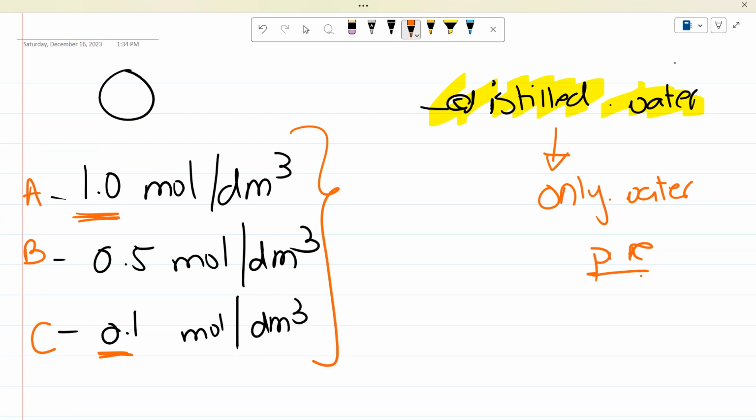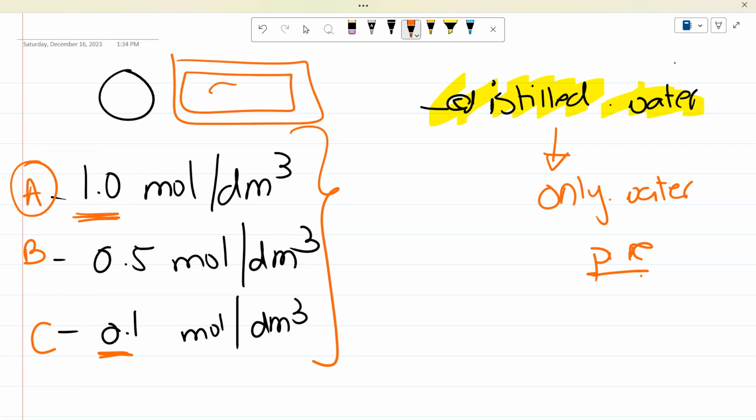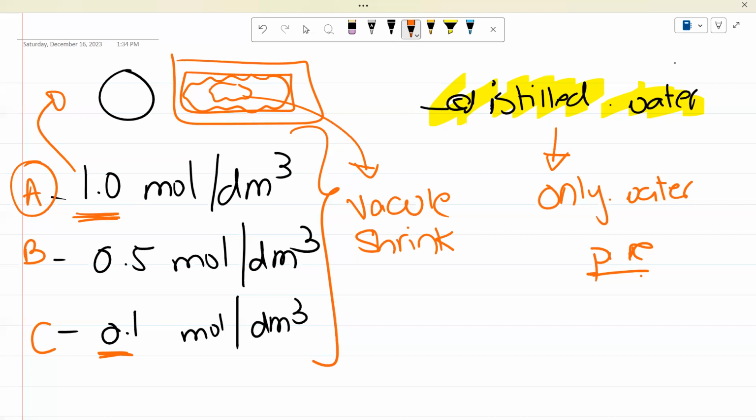Now tell me, when this potato is put in solution A, which is very concentrated, what will happen to this potato, or what will happen to the plant cell? It will shrink. Yes, the vacuole will shrink. Be specific. The vacuole will shrink. And what will detach away from the cell wall? The cell membrane. And what are the keywords that you write here? Plasmolysed. Very good. Flaccid, plasmolysed.